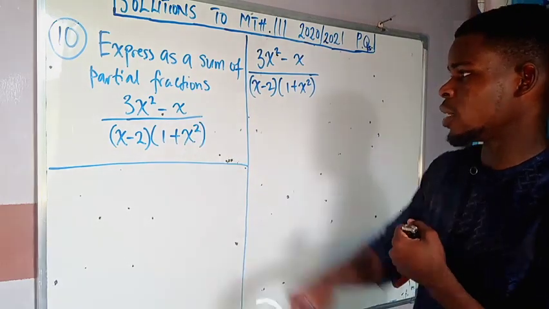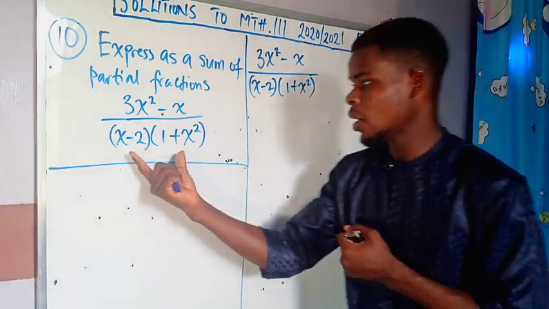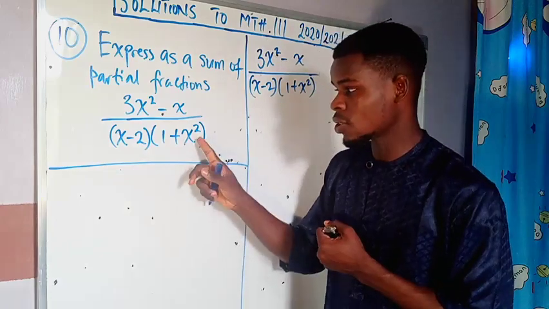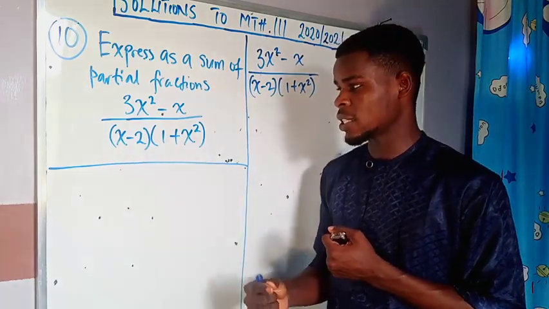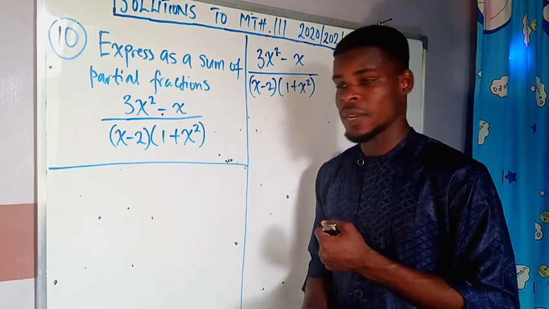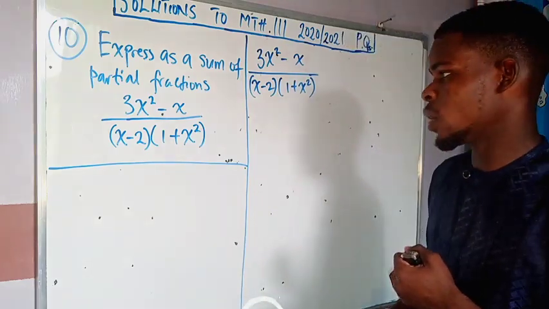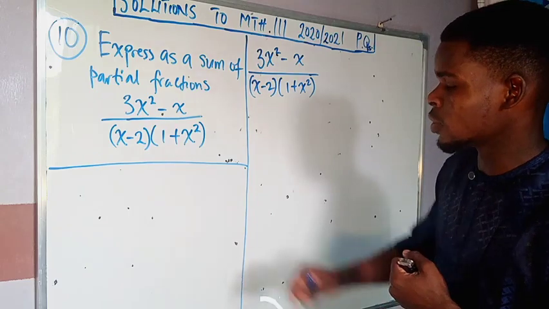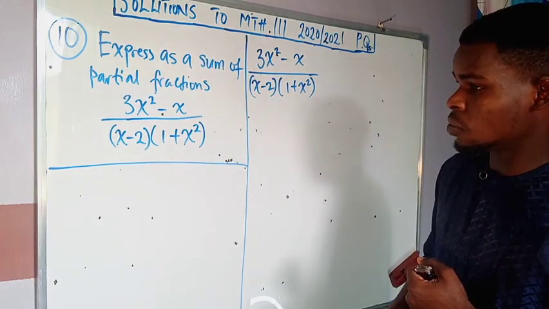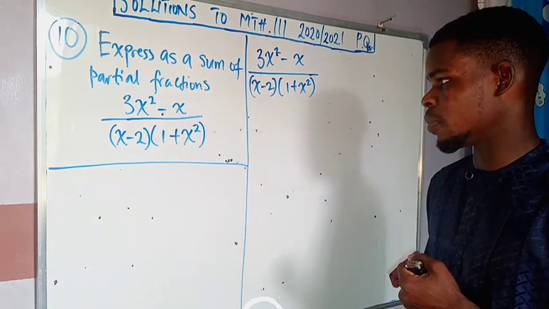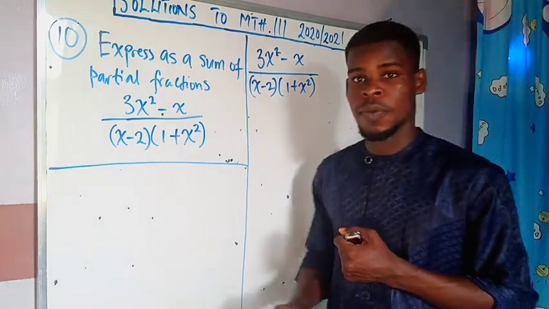Well, the degree of the polynomial at the top here is 2. What about the bottom? Well, it is not 2. Instead, it is 3, right? Because if you multiply these two brackets, the highest power of x that will appear will be x to the power 3 with 1 as its coefficient. So that tells us that since the power of the polynomial at the top is 2, which is less than the power of the polynomial at the bottom, this right here is a proper fraction.